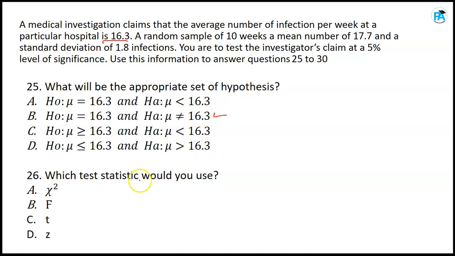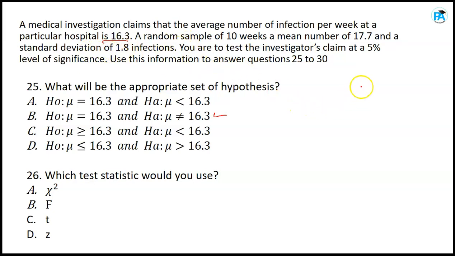Okay, then question 26. Which test statistic would you use? Now, to know the test statistic to use, are you with me? Go and check the sample size and the type of standard deviation. Now, this sample size is less than 30. And also, the standard deviation given is a sample standard deviation. They say a random sample of 10 weeks gives a mean of 17.7 and a standard deviation of 1.8. Meaning this standard deviation is a sample standard deviation.